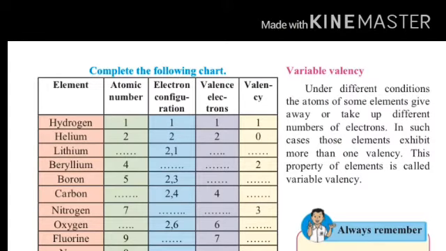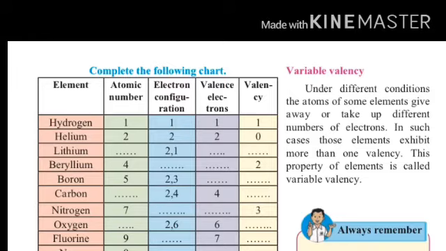This is an image of your textbook page. You can see that the hydrogen atom, the atomic number is 1, electronic configuration is 1 and valence electron is 1. It need one more electron to become stable. Helium, atomic number 2 and electronic configuration 2 and its valency is 2. It need 0 electron because it is a noble gas. Similarly, based on your atomic number, you can write electronic configuration.